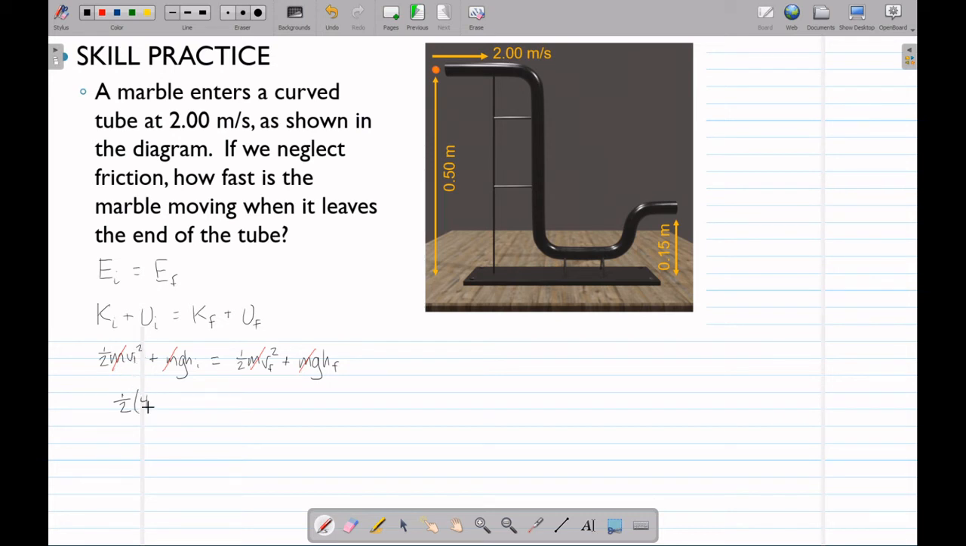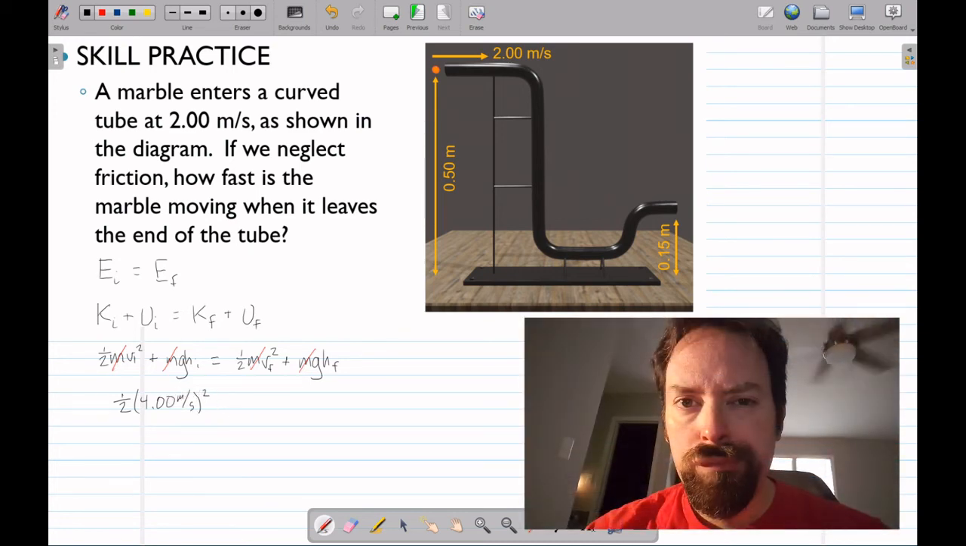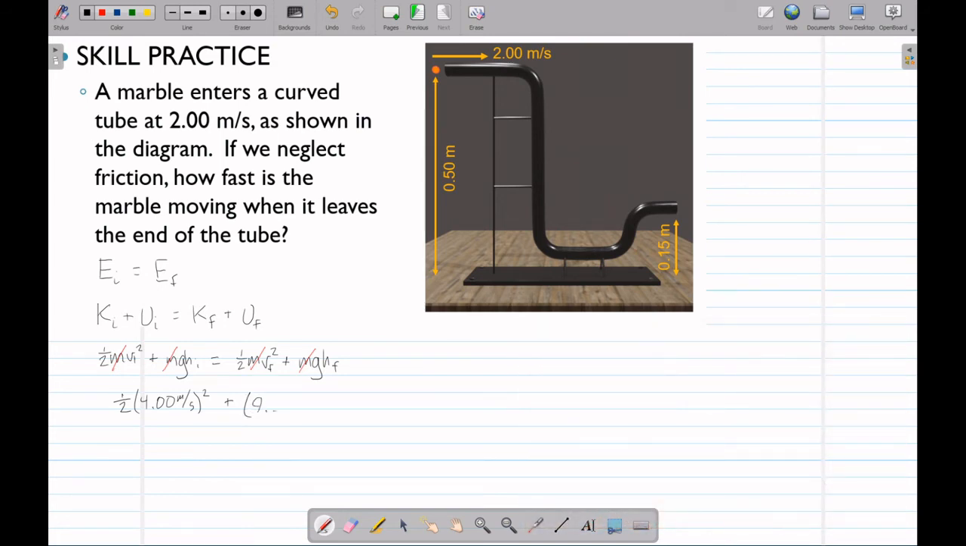The initial velocity is 4.00 meters per second. Let's square that. Don't forget to square it. Plus gravity times the initial height. Gravity is 9.81 meters per second squared, times the initial height. The marble is initially 1/2 meter above the tabletop, so we'll use that as our reference height. 0.50 meters.